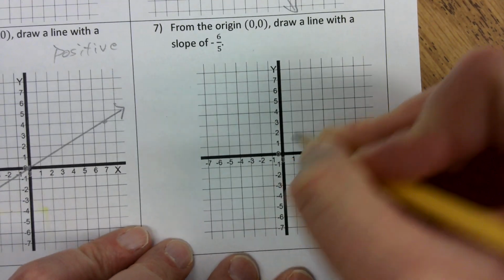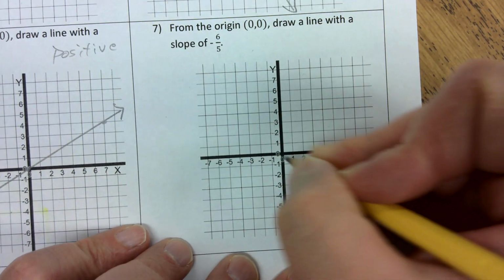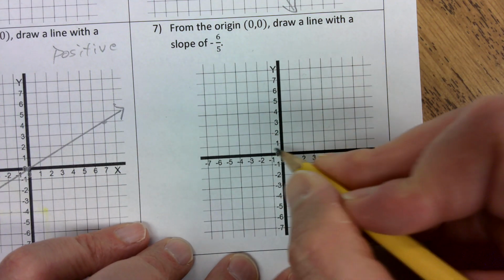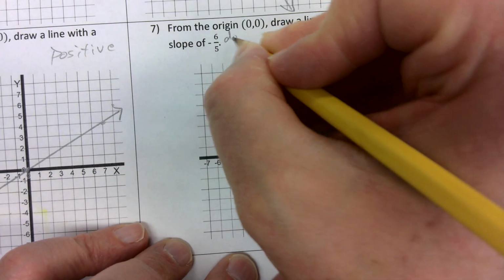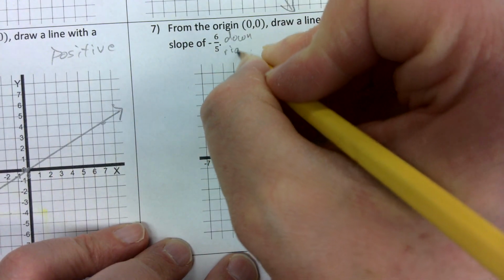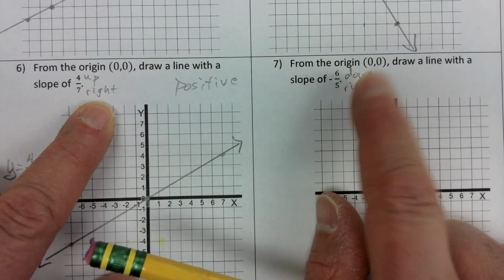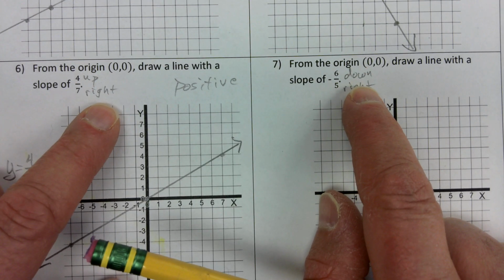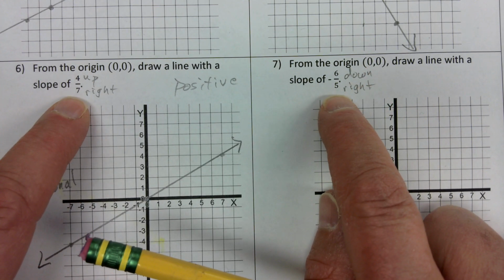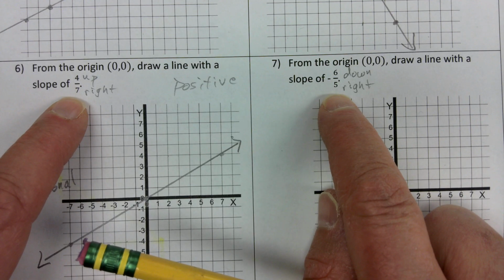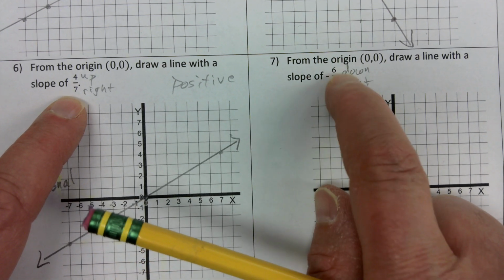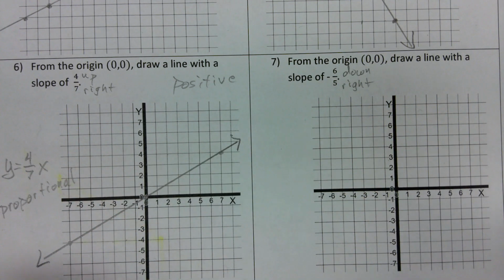Okay, so from the origin here, we're going to draw a line with a slope of negative 6/5. Again, it's negative, so it's going to go down. We're going to start at 0, 0. Then we're going to go down 6, but we're still going to go right 5. Even though this one's negative and this one's positive, you're still going right for the bottom number. That's because if you have two negatives, it would make it positive, and since this is a negative slope, you don't want that.